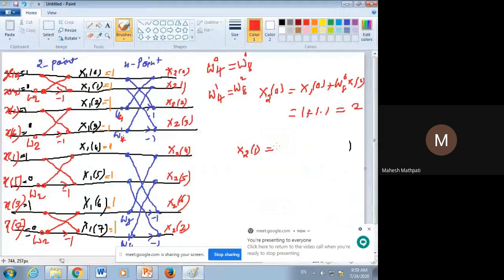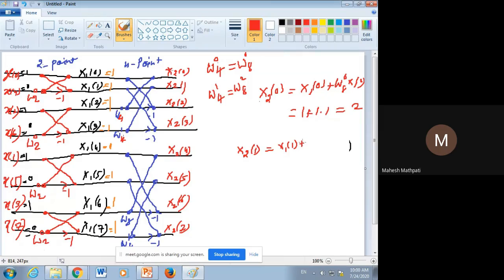Okay. x2 of 1 equals to, how do you write this? Anybody? x2 of 1 value is x1 of 1 plus, what you will write? x1 of 1 plus w4 1 or w8 to the power 2 multiplied with x1 of 3. Are we getting this point?